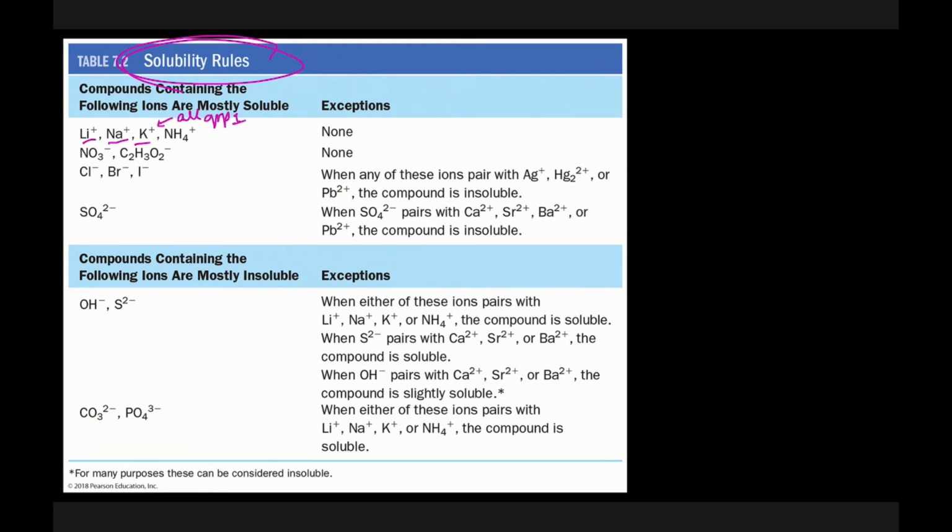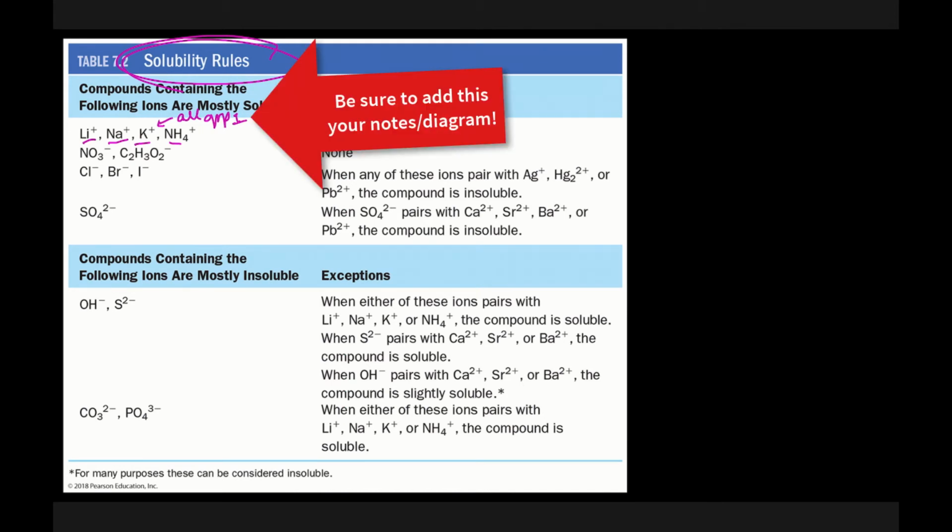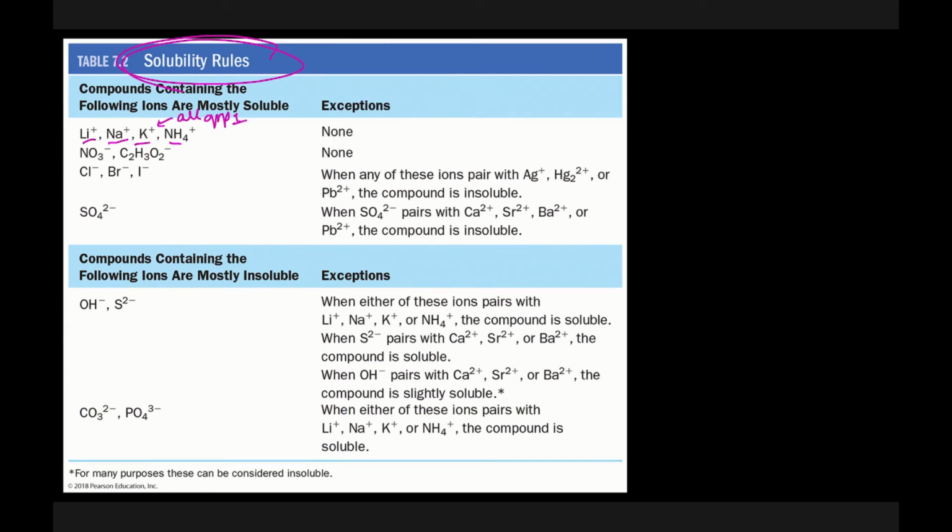So we'll add in those other ones. All group 1s and ammonium are always soluble. So in the land of cations, all group 1s and ammonium are always soluble. So then, for example, if I had K2Cr2O7, and you'd be like, oh, I don't know if that's soluble. Well, you do, because potassium's in group 1. Group 1 compounds are always soluble. Yes, that's how that works.